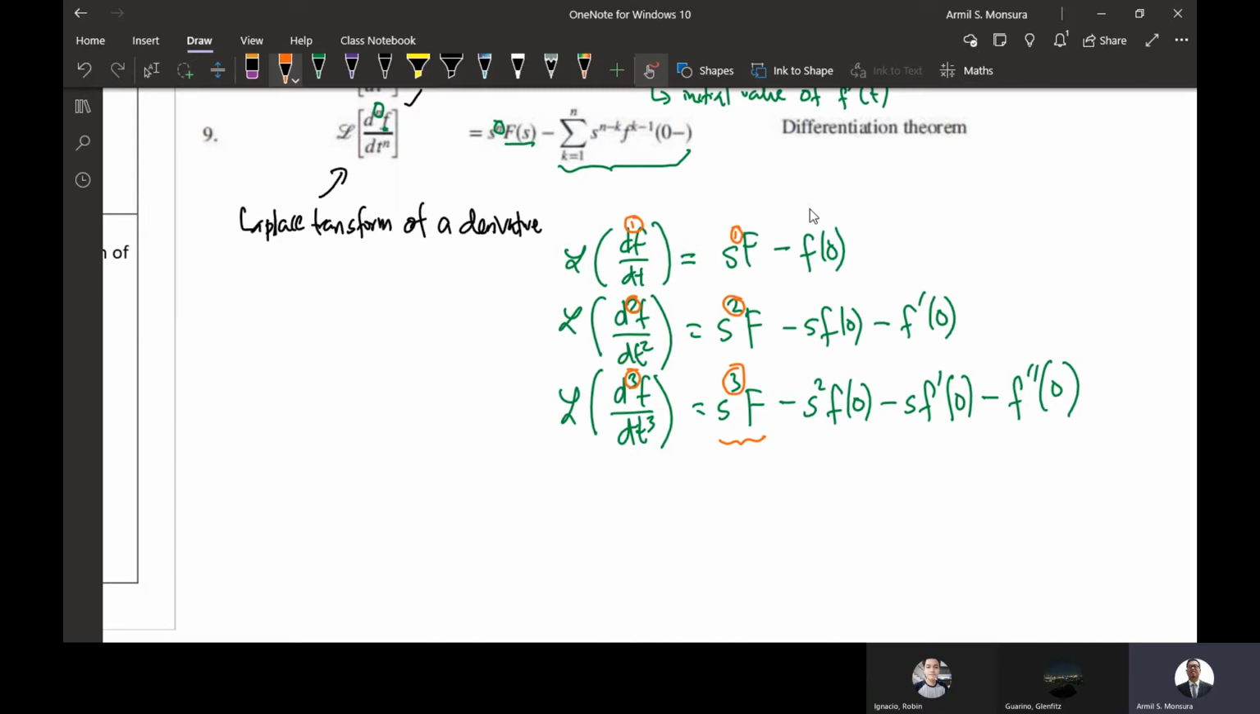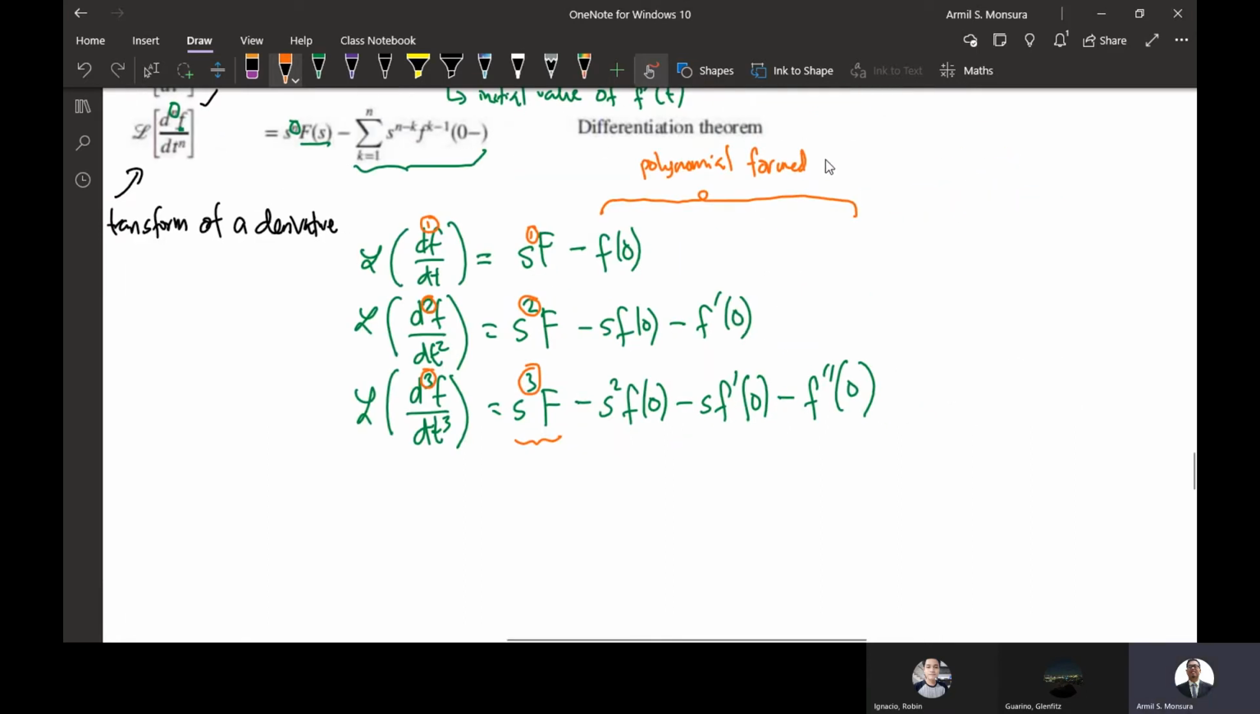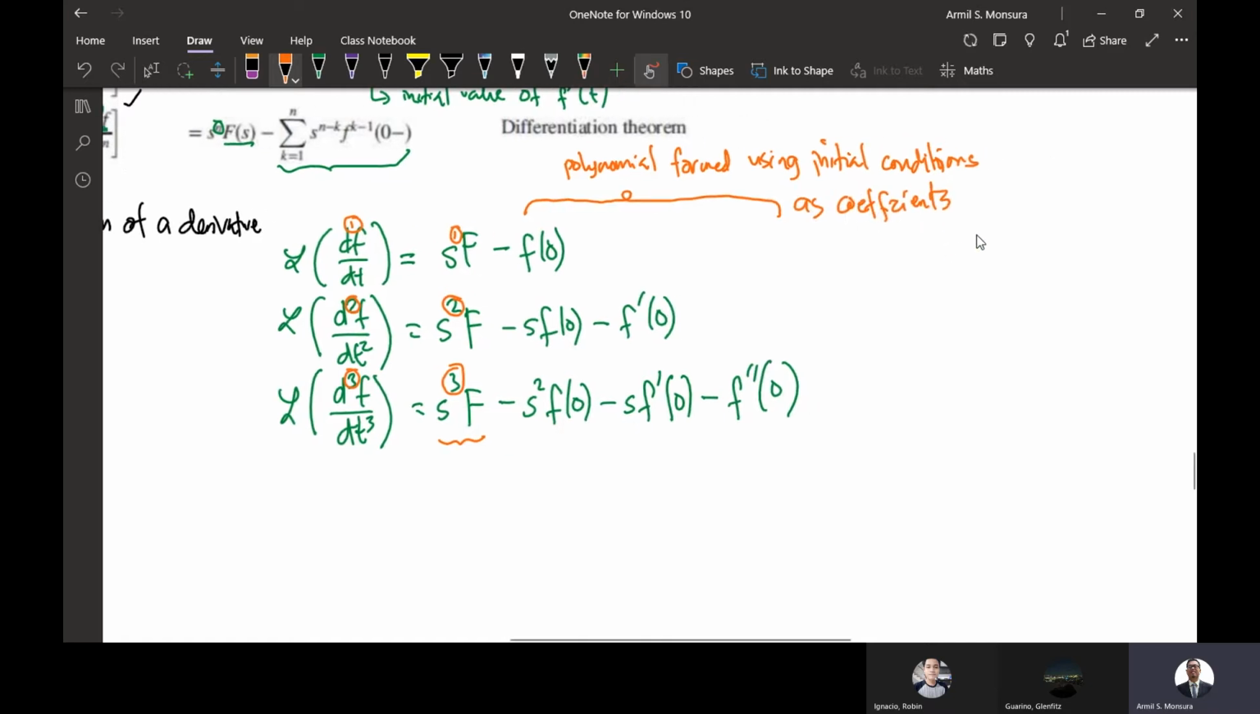Now, yung the rest of the terms here is a polynomial formed using initial conditions as coefficients. So, ano yung mga initial conditions na yun?